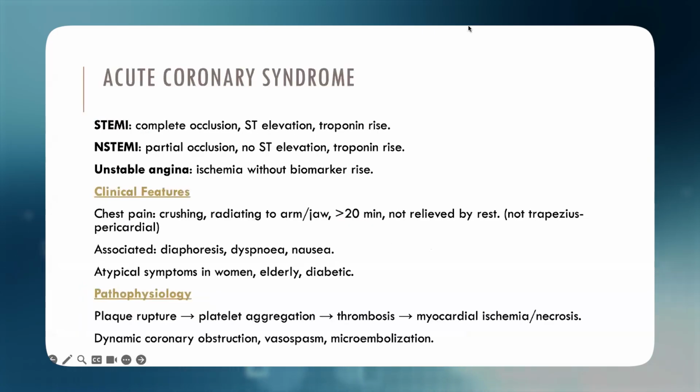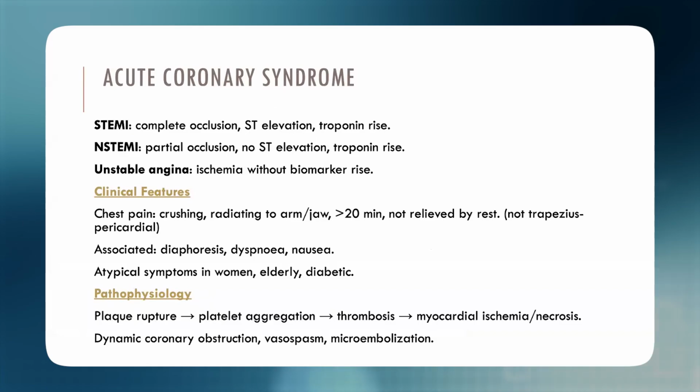Acute coronary syndrome, as everyone knows, includes STEMI, NSTEMI, and unstable angina. STEMI is ST elevation with troponin rise. NSTEMI is no ST elevation but troponin rise. Unstable angina is ischemia without biomarker rise. In NSTEMI there is partial occlusion; in STEMI there is complete occlusion.